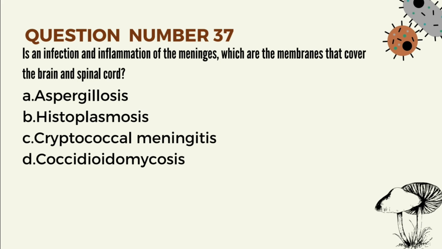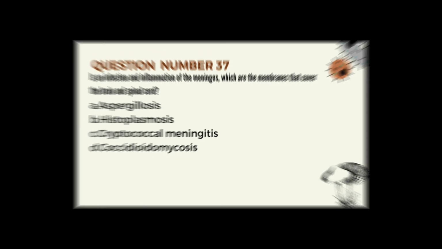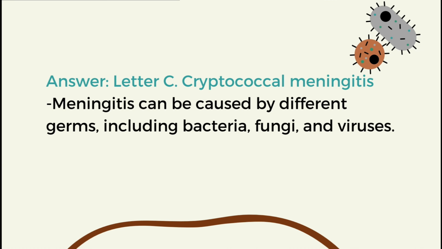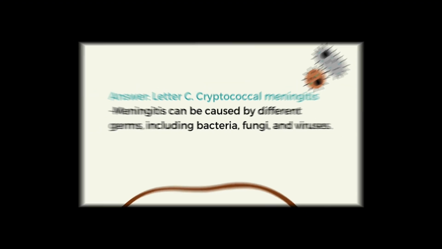Question number 37 is an infection and inflammation of the meninges, which are the membranes that cover the brain and spinal cord. A. Aspergillosis, B. Histoplasmosis, C. Cryptococcal meningitis, or D. Coccidioidomycosis? Answer is letter C, Cryptococcal meningitis. Meningitis can be caused by different germs, including bacteria, fungi, and viruses.